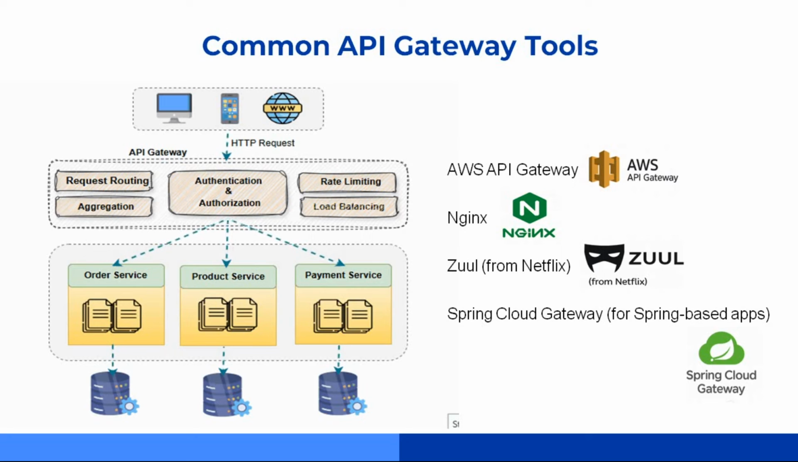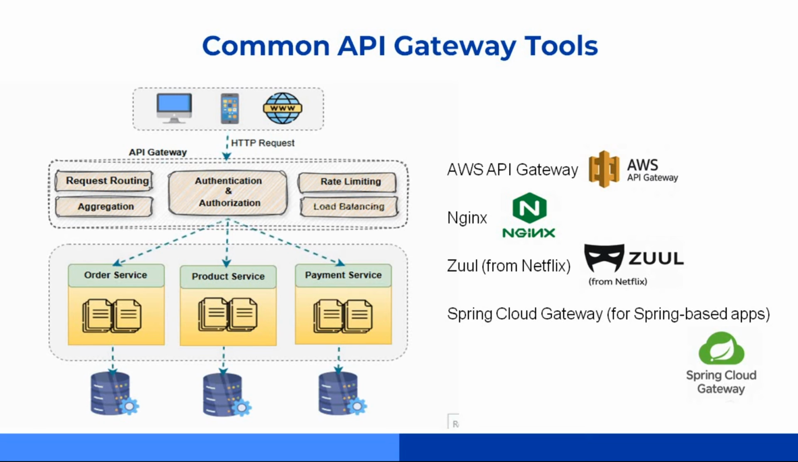Number 3, Zuul from Netflix. Next up, we've got Zuul, created by Netflix. It's written in Java and was designed specifically for routing, filtering, and security in a microservices setup. Think of Zuul like a traffic cop for your microservices, directing who goes where and filtering what gets through. Now, it's true Zuul is a bit older now and Netflix is moving on to other tools, but it still teaches us a lot about how API gateways should manage traffic in a dynamic system.